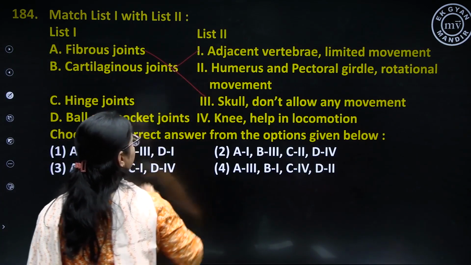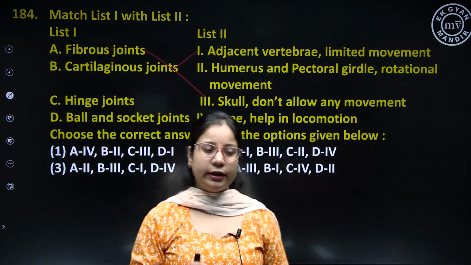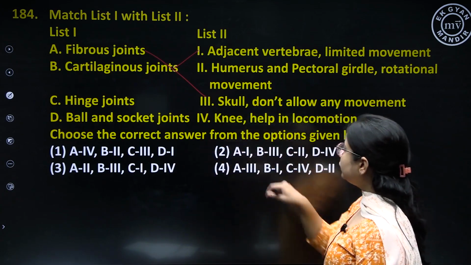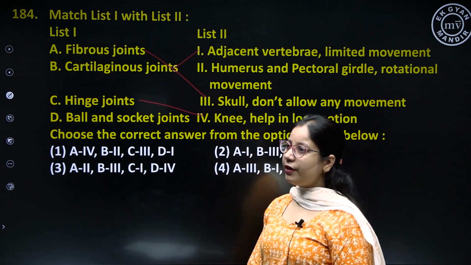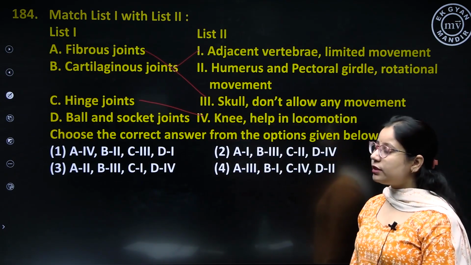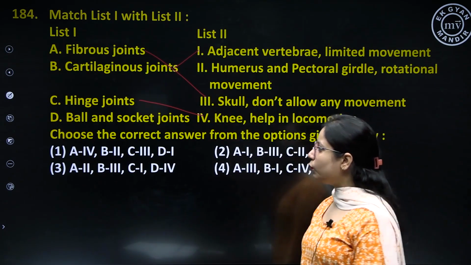Between the two vertebrae, the joint is cartilaginous. Then hinge joint. Hinge joint is present in the knee. Knee is a type of hinge joint, which is a type of synovial joint and which shows movement.